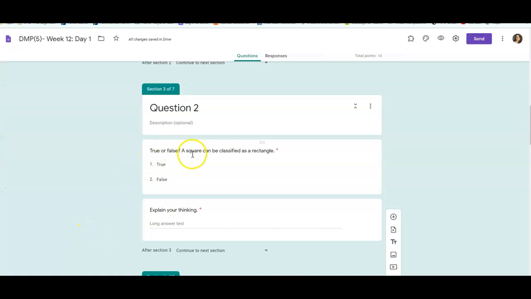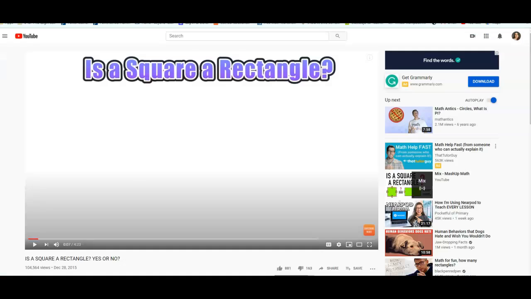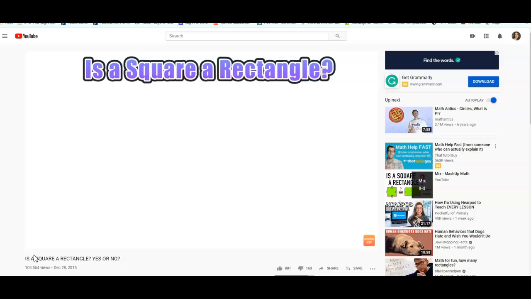Okay, true or false, a square can be classified as a rectangle. True or false, and explain your thinking. And to help us, we have a quick little aside video. Thank you for joining me on this lesson, where we get to explore the question, is a square also a rectangle? So let's tackle this problem using an analogy.